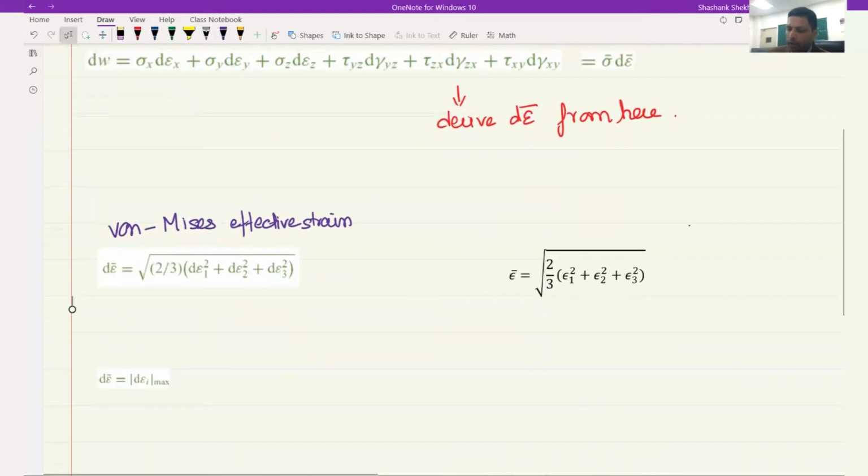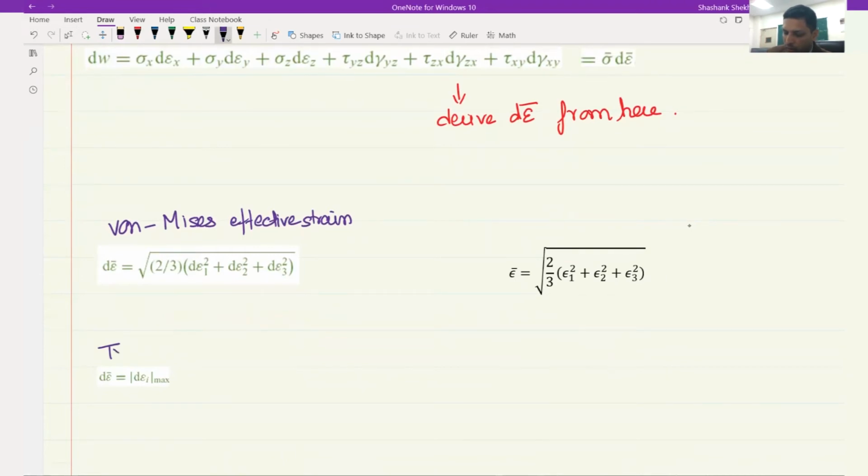And similarly, if you look at the Tresca effective strain, this is what the equation comes out to. So you remember we were looking at the maximum shear stress in the case of the Tresca criterion, and therefore the incremental effective strain for the Tresca criterion turns out to be d epsilon i max. So whichever principal strain is the maximum, you take the magnitude of that, and that becomes your effective strain for the Tresca criterion. That is what we will derive when we use this constraint.